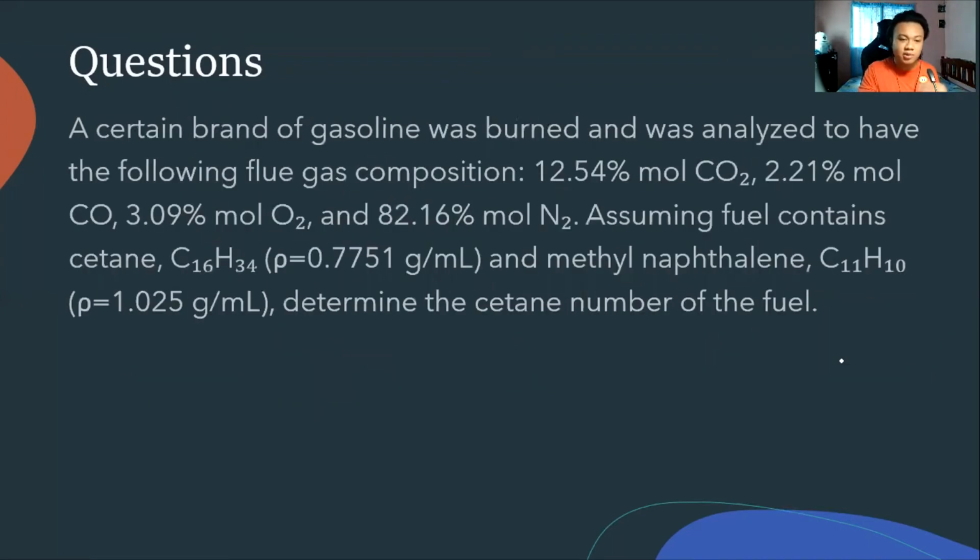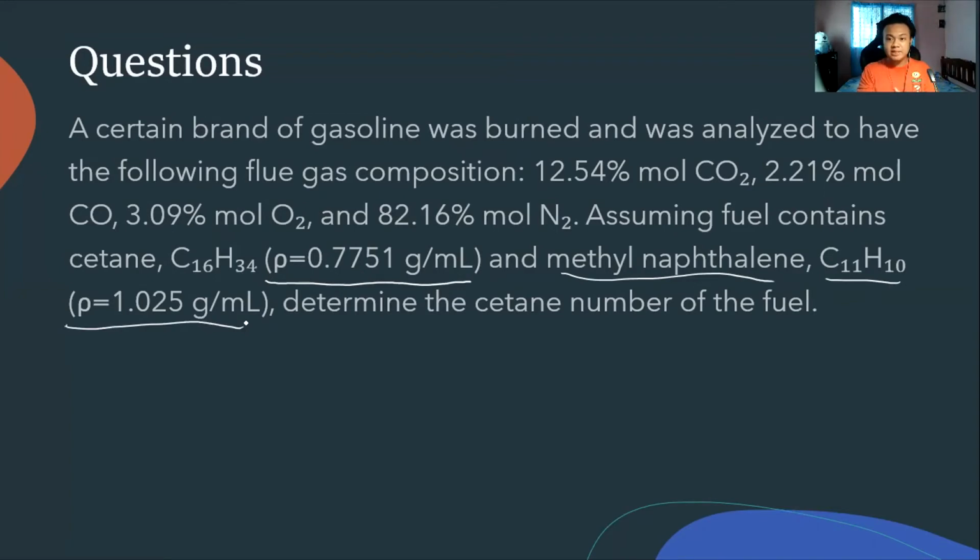Then we get to our next problem. A certain brand of gasoline was burned and analyzed to have the following flue gas composition: 12.4 moles of CO2, and then we have cetane. So cetane, we have cetane C₁₆H₃₄. We are given the density, and then methyl naphthalene, C₁₁H₁₀, and we're also given the density. So we have to determine the cetane number of the fuel.